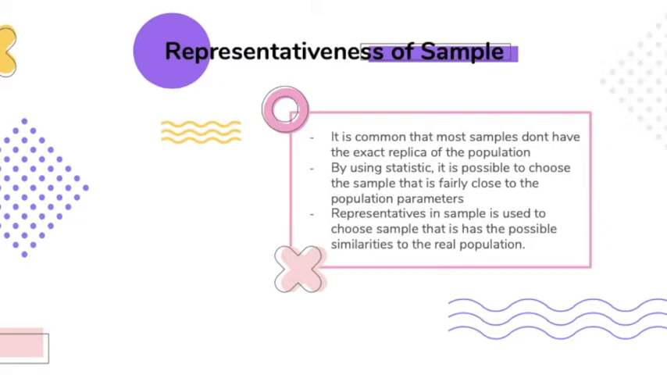However, if we choose the sample in a scientific way, we can be reasonably sure that the sample statistic is fairly close to the population parameter, which is why representativeness is used to choose a sample that has the closest possible similarities to the real population. There is always a slight probability, however, that the sample values might fall outside the population parameters.